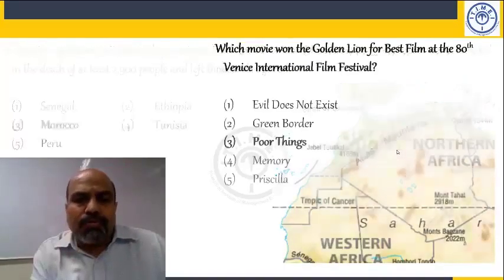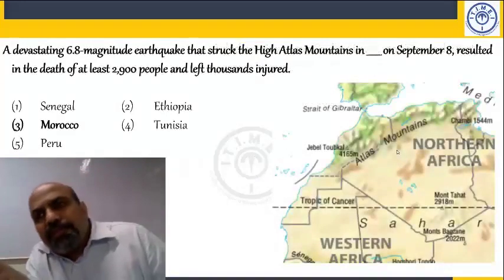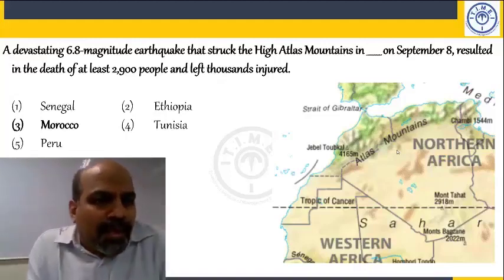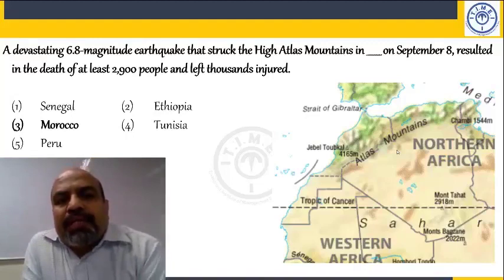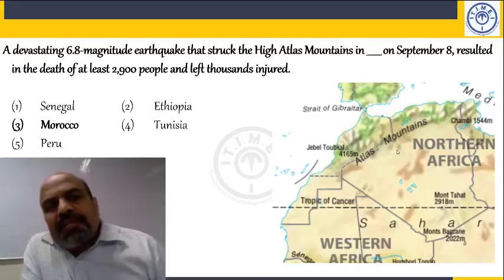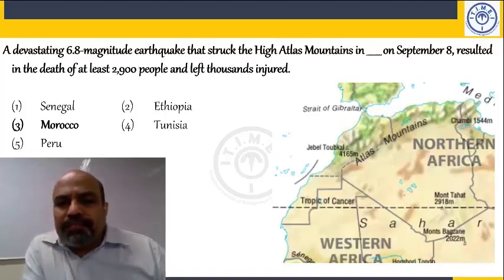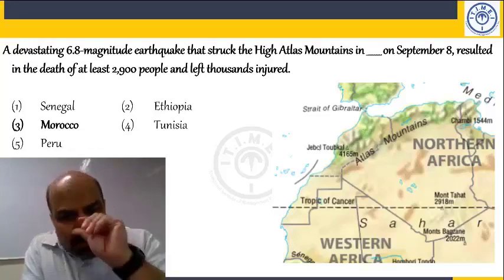By the way, those of you who don't know, find out what is special about Venice. It's a city built on islands. Find out how. A devastating 6.8 magnitude earthquake that struck the High Atlas Mountains in Morocco killed at least 3,000 people and left thousands injured. These are the Atlas Mountains, my friends. Okay, they are in Algeria. This is Algeria. And this, ladies and gentlemen, is Morocco.